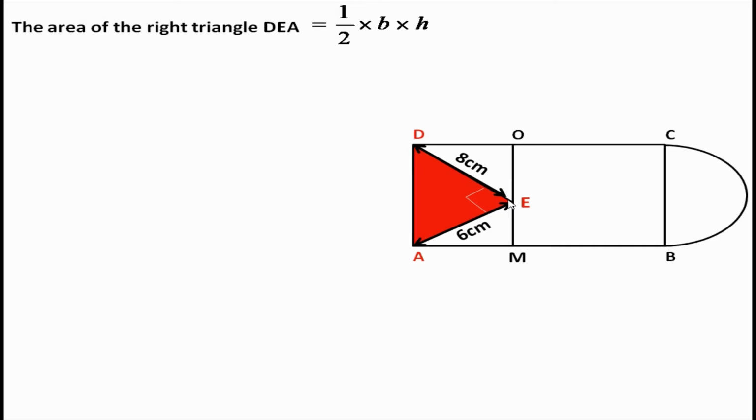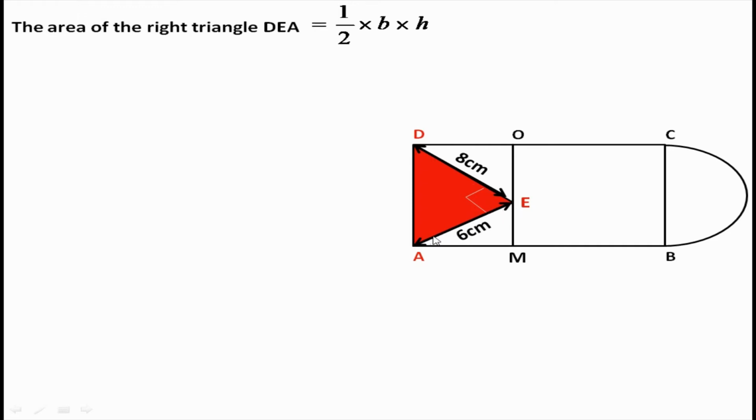Now, how did I know that this 6 centimeter and this 8 centimeter are the base and height of this right triangle? This is a simple concept that the height of any triangle is perpendicular to its base. If you observe carefully, if we consider this 6 centimeter as the base, then this 8 centimeter is perpendicular to this 6 centimeter. Here you can see 90 degree means perpendicular. This 8 centimeter is perpendicular to this base 6 centimeter.